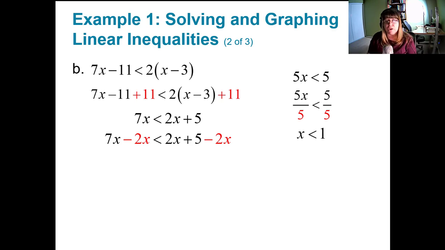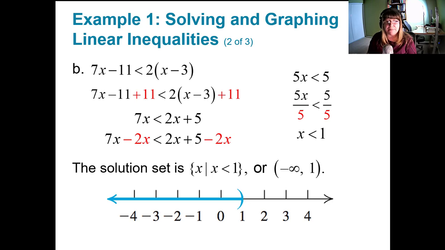Now we're not including 1, so graphically we're going to have a parenthesis. Also, set or interval notation will have a parenthesis. Our set notation is x such that x is less than 1. Our interval notation is -infinity to 1, but don't include it because that's a parenthesis. And again, this little arrow will help me figure out which way I'm going to go, to the left or to the right. This is pointing to the left, so it's a parenthesis at 1 and drag your arrow all the way to the left.